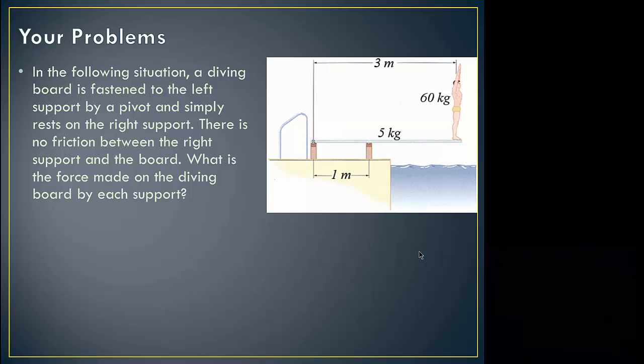Okay, so here's a couple of examples that I want you to try at home. Okay. I have a person on a diving board. All the things, pictures are shown there. There are two supports, 1 meter apart, shown in the picture, and you need to know what the forces on the diving board from each support happens to be.